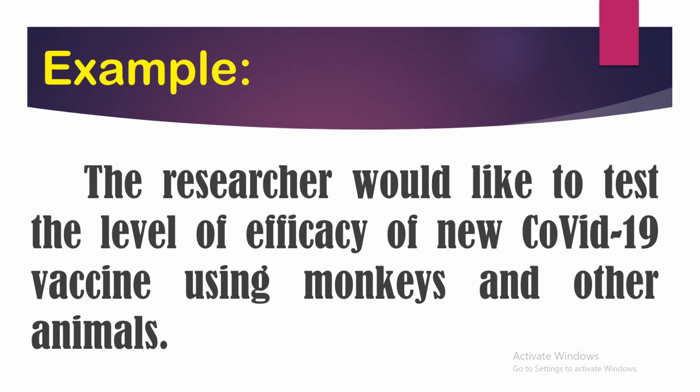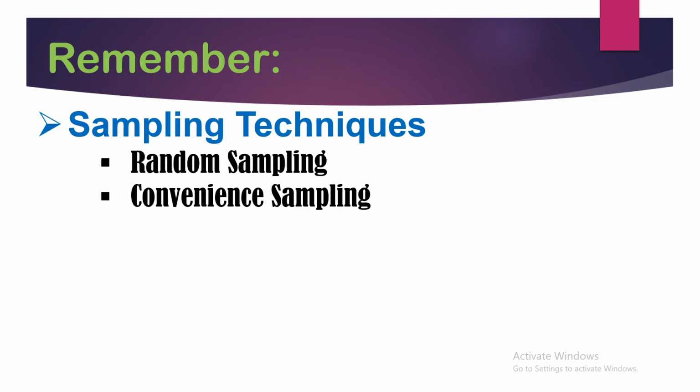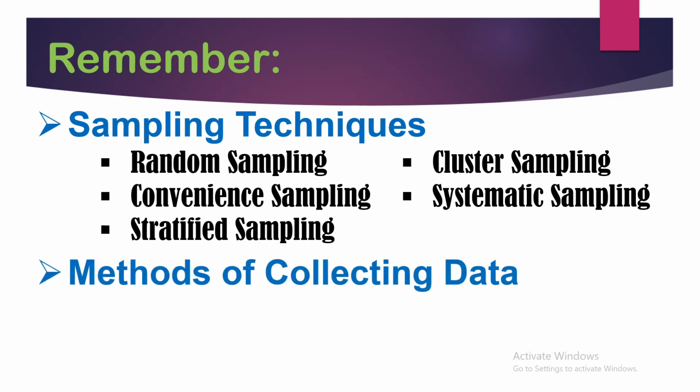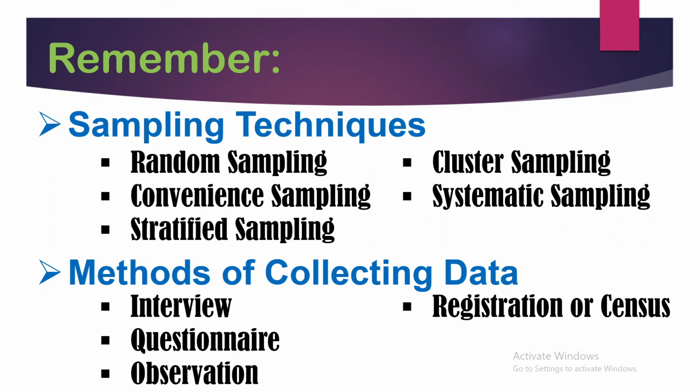methods in collecting data. So before we end this video, remember that there are 5 sampling techniques. We have the random sampling, the convenience sampling, the stratified sampling, the cluster sampling, and the systematic sampling. And there are 5 methods of collecting data. First, we have the interview. Next, questionnaire. Third, observation. Fourth, registration or census. And last, experimentation.